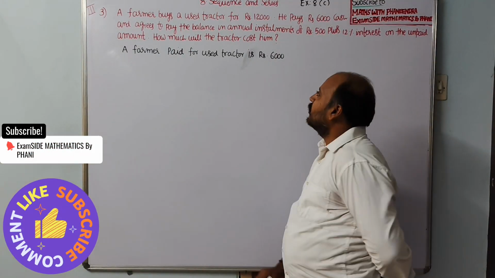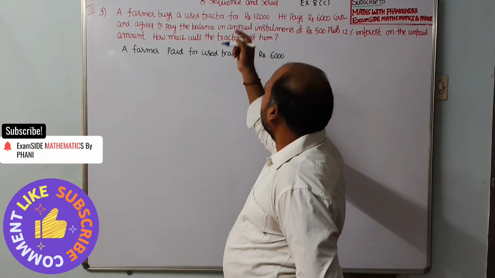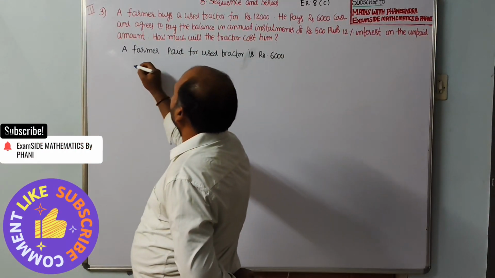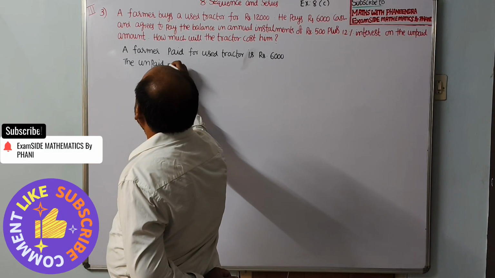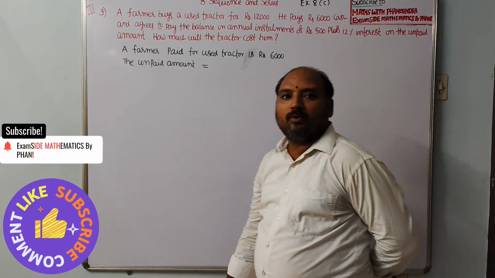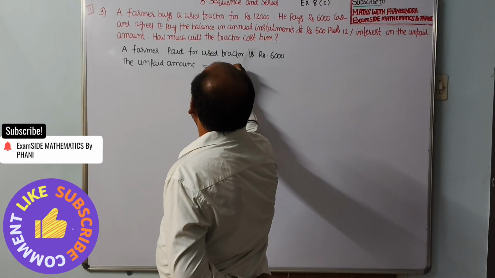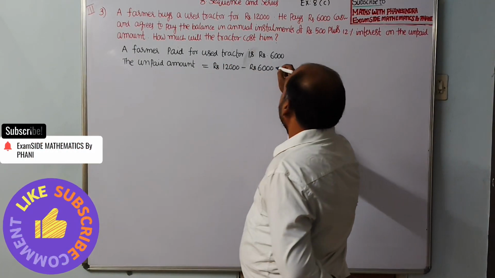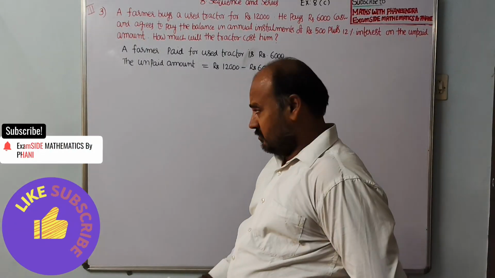Steps, proper steps are also important. So what is the unpaid amount? Unpaid amount means the balance amount. Here they mentioned the unpaid amount. The unpaid amount is equal to 12,000 rupees minus 6,000. So what is the balance amount? 6,000 rupees, dear students. Okay.